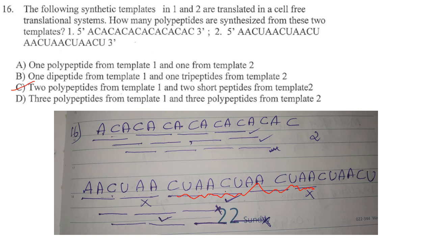By mistake I have done the transcription and translation over here also, but it is not needed because here UAA is a stop codon and it will stop there, it will not continue the synthesis. So only two short peptides from template 2 are obtained.